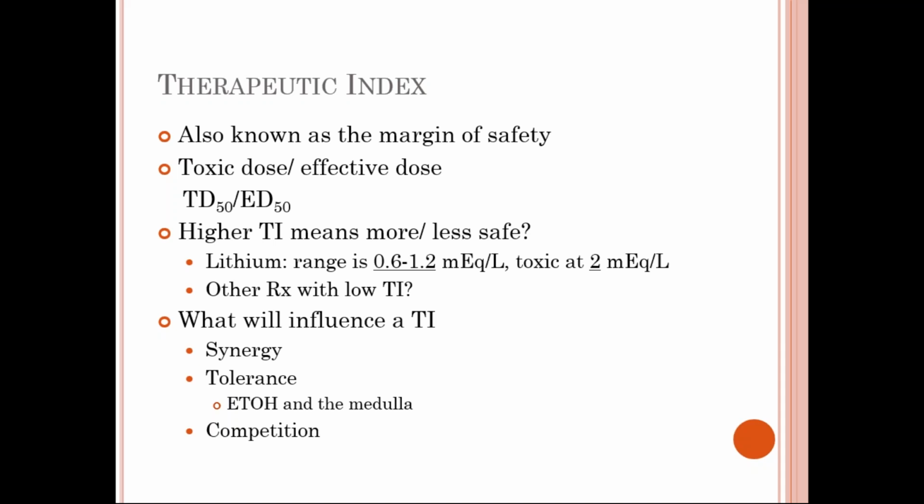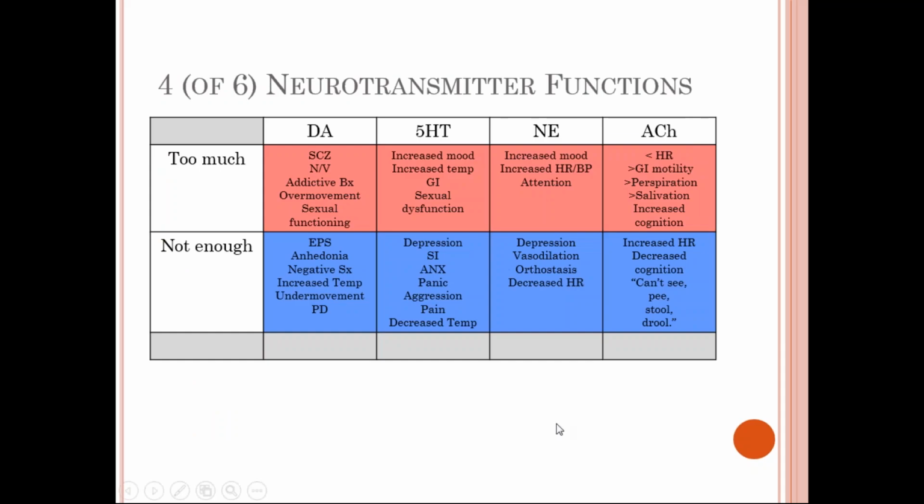So you always want to assess for substance use and other drugs that the person is taking, prescribed or otherwise, and consider factors that are going to influence therapeutic index. The neurotransmitters that we talked about at the beginning, and this is our last slide, this is something to be studying and memorizing because we will apply this information as we go.